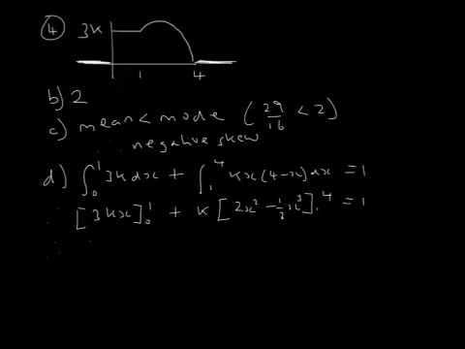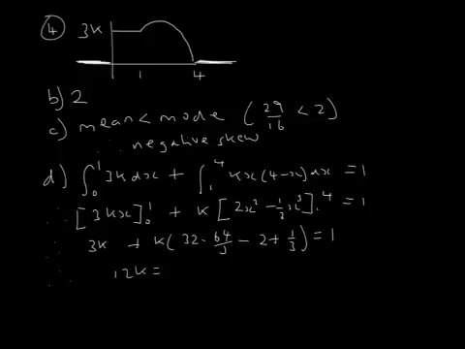So therefore 3k times 1 minus 3k times 0. And then we've got k lots of 2 times 4 squared, that's 32, minus 64 over 3, minus 2 plus a third, that equals 1. So if we simplify that, we end up with 12k equals 1, so k equals 1/12. If you add these together, that makes 9k plus 3k, that's 12k.